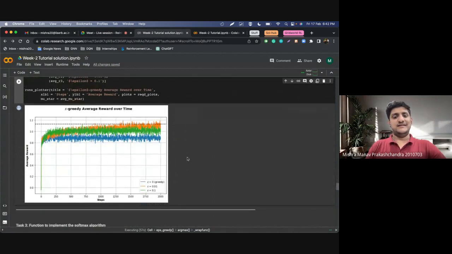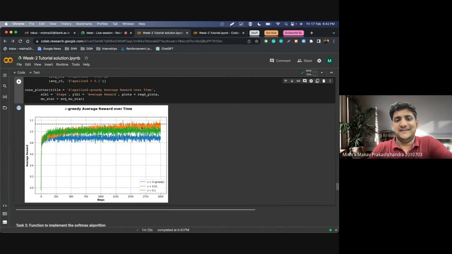So this is the plot. This is how the performance looks like. This is the average reward. This is the number of steps. So this number of steps is 2000. This is how epsilon 0 behaves. This is the average true reward. This is how epsilon 0.01 behaves, and this is how epsilon 0.1 behaves. Okay, so you see that there is a clear improvement in the performance while we are tuning the epsilon parameter.